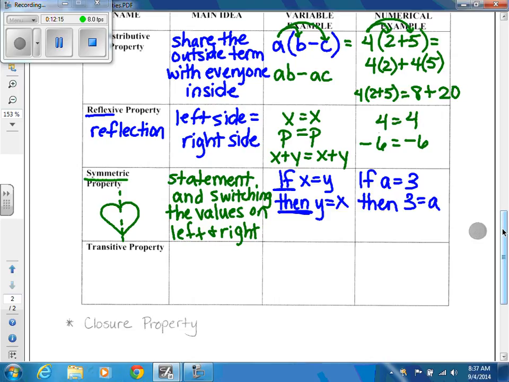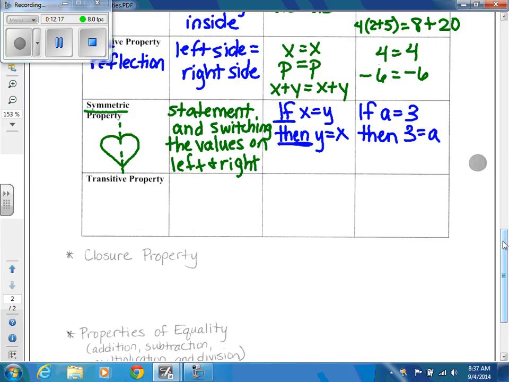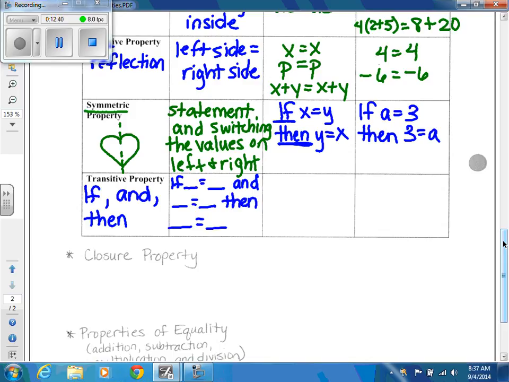For the transitive property, this one has 3 big words, and if you look for those 3 big words, you will always pick out the property and match it up correctly. You will see the word if, the word and, and the word then. And that clues you in that you're automatically at a transitive property statement. So it'll look like this: if blank equals blank and blank equals blank, then blank equals blank. And those blanks will be filled in with the actual statement.